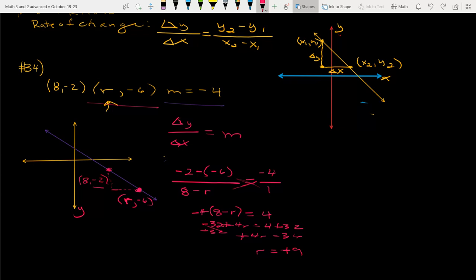So that's how we do number 34. The key piece, though, guys, is that you've got to set this up right here. You've got to be able to do change in y over the change in x equals m. That's pretty much what you're going to use for this entire piece. It doesn't matter what they give you, whether they give it to you on the graph or anywhere else.